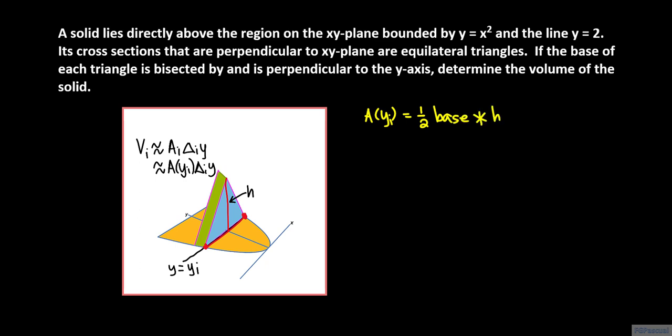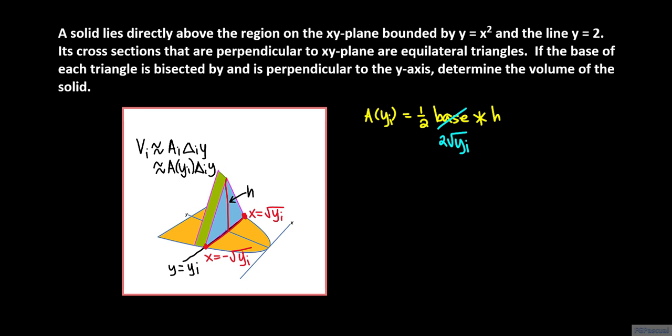The endpoints of the base of the triangles are symmetric with respect to the y-axis. And since these endpoints lie on the parabola y equals x squared with y equals y sub i, one endpoint has x equal to the square root of y sub i. The other endpoint has x equal to minus the square root of y sub i. Therefore, the base has length equal to the square root of y sub i minus minus the square root of y sub i, or the base is 2 times the square root of y sub i.